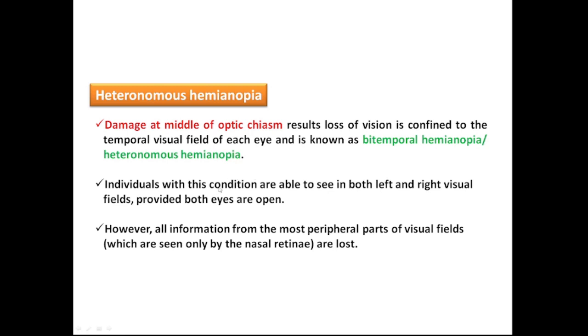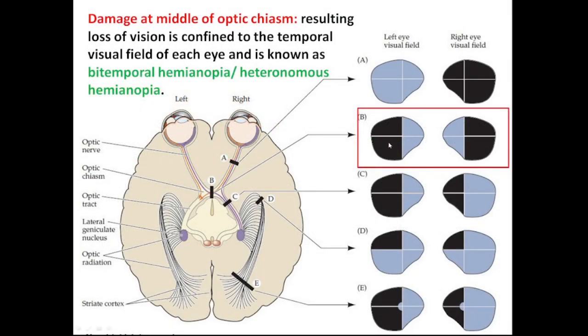Individuals with this condition are able to see in both left and right visual fields, provided both eyes are open. However, all the information from the most peripheral part of the visual field is lost. This is because the temporal part is damaged, so information from the peripheral part of the visual field is lost.